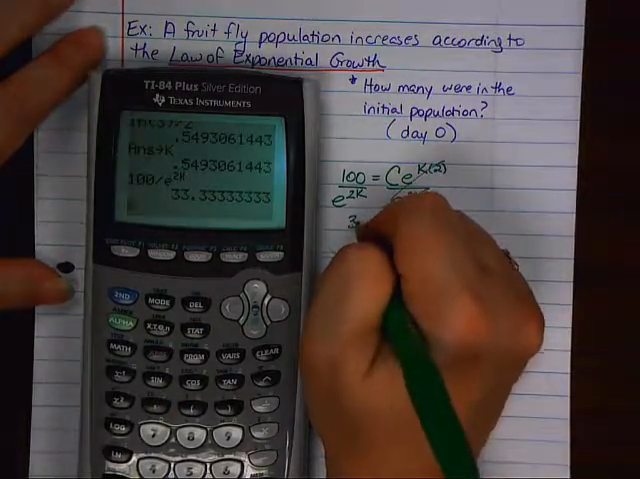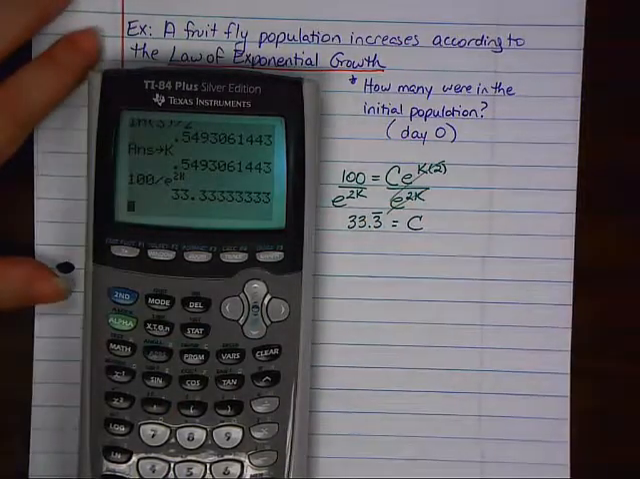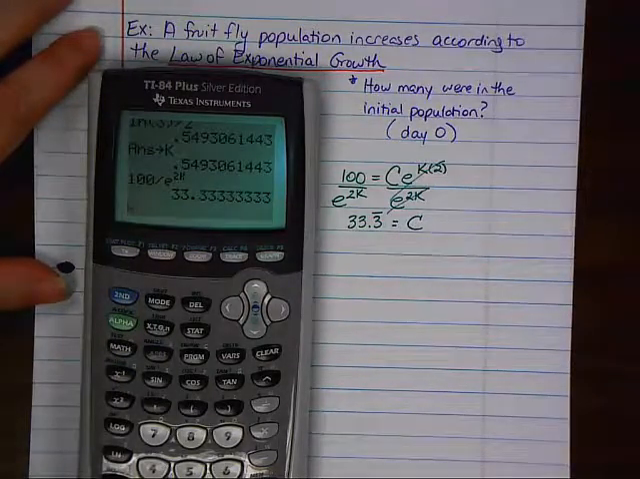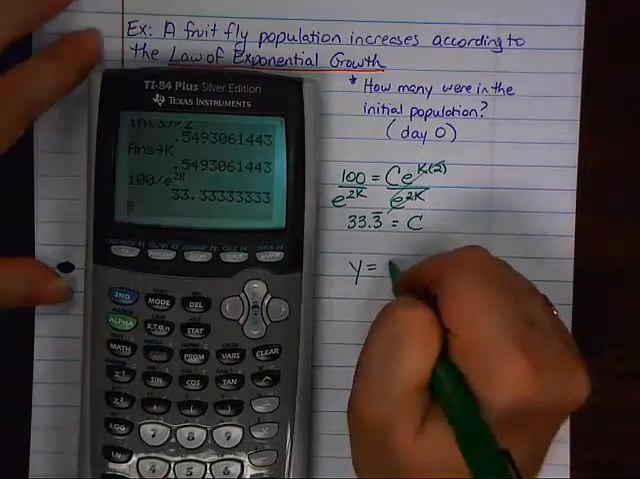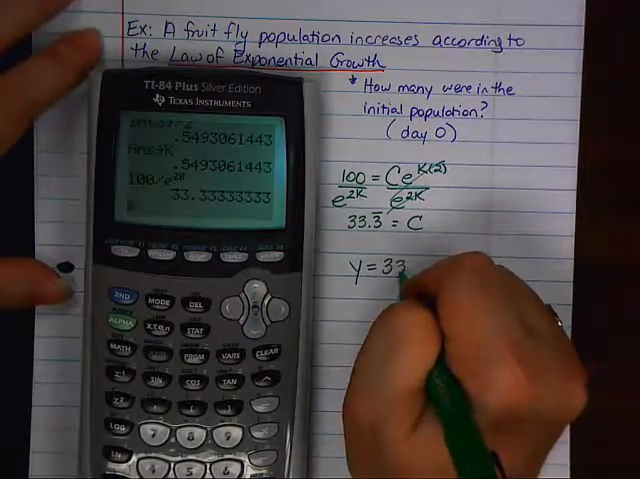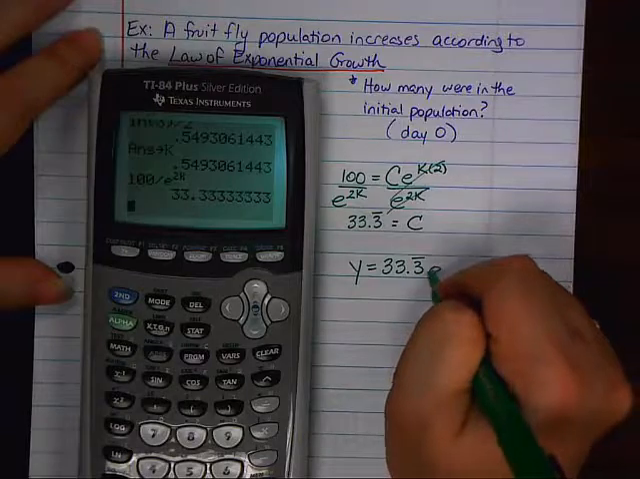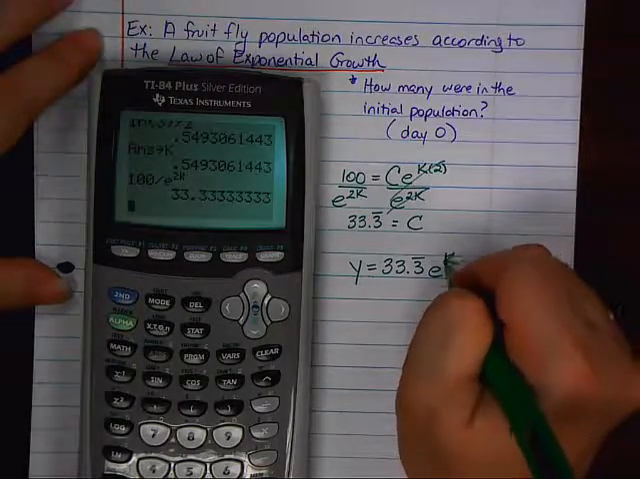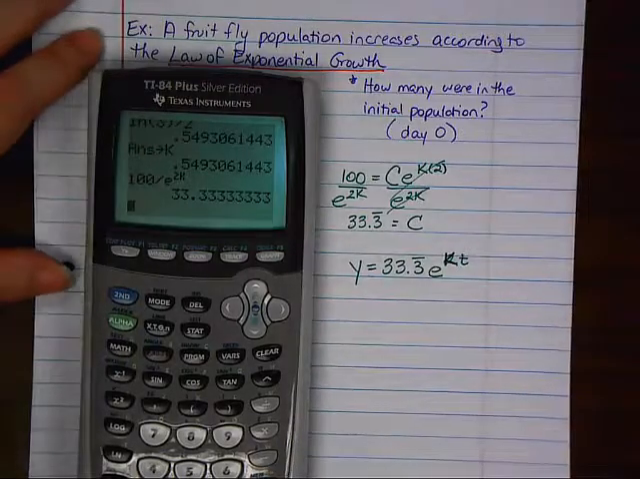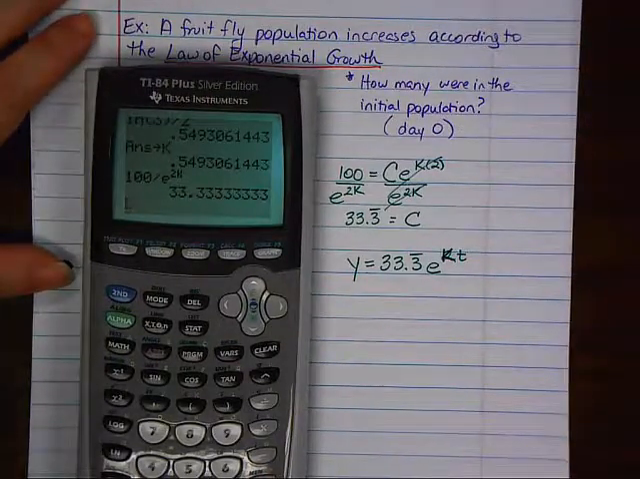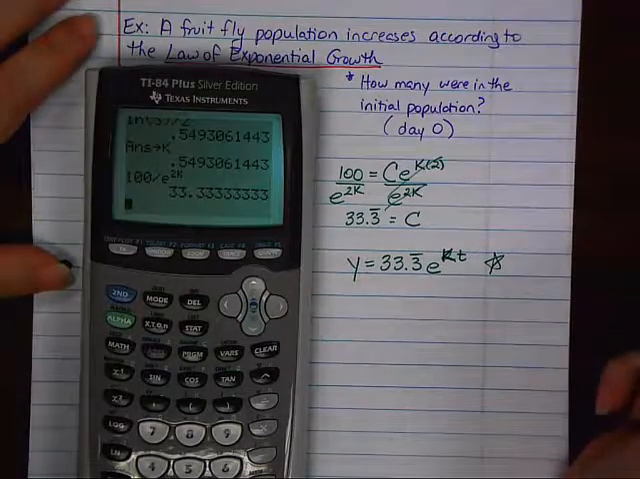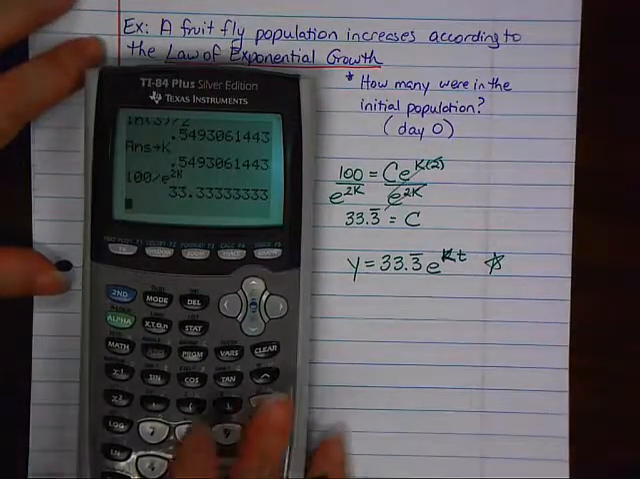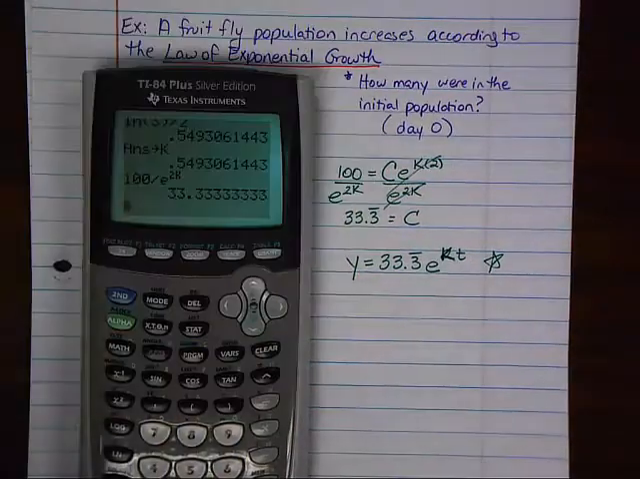And I get 33 point, oh nice, repeating decimal. I don't have to write 3 decimal places. 33.333333. My equation is now y equals 33.3 repeating e to the k t. It's not 2 anymore because I took out the 100. That is my solution. We're finding the equation. Then we have to use the equation to answer this question. How many were in the initial population?